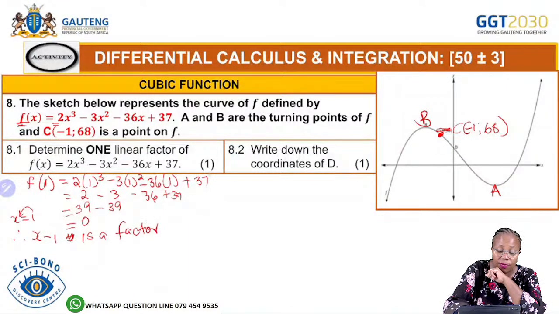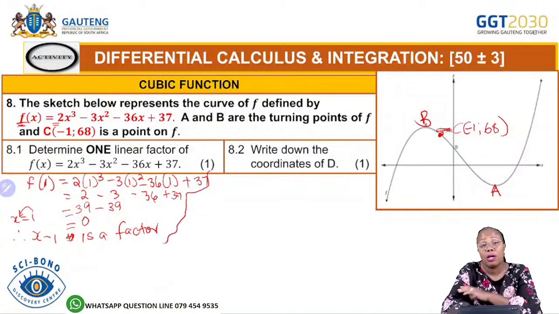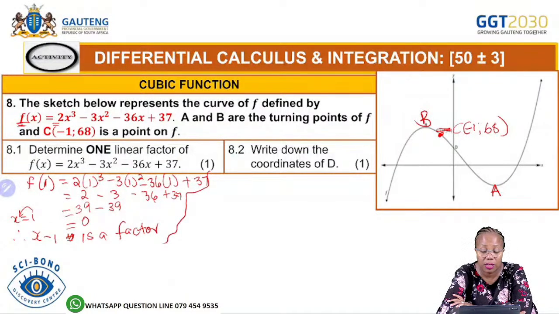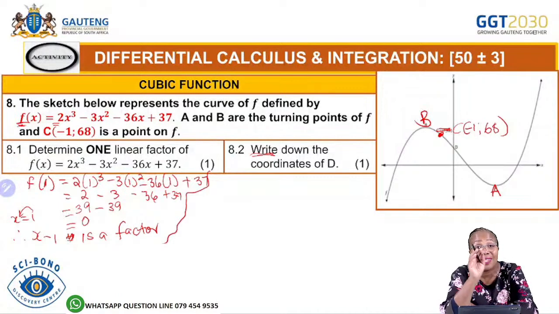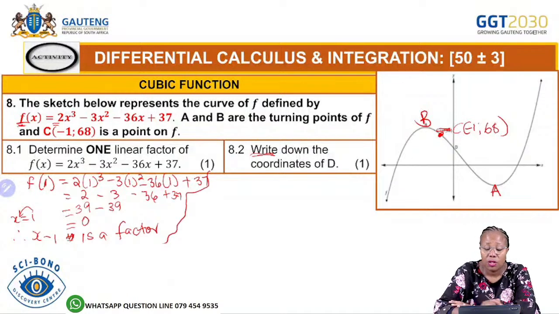It's one of the linear factors of that particular cubic function. And then 8.2, write down the coordinates of D. The minute it says write, there is no calculation. That means the answer is somewhere there in the given statement. You don't need to calculate that, grade 12. So they say write down the coordinates of D.